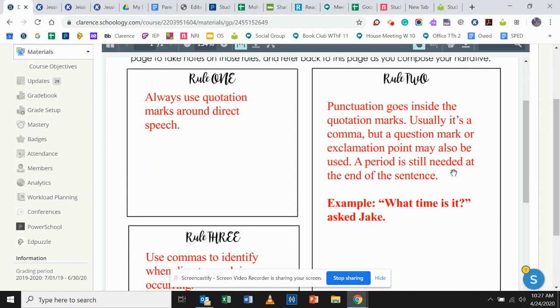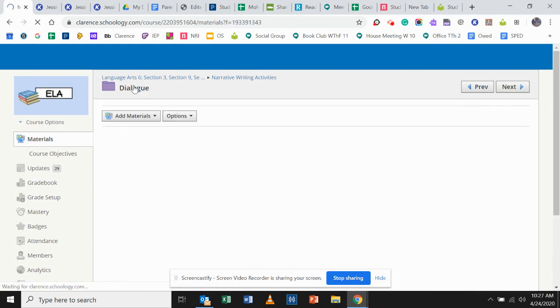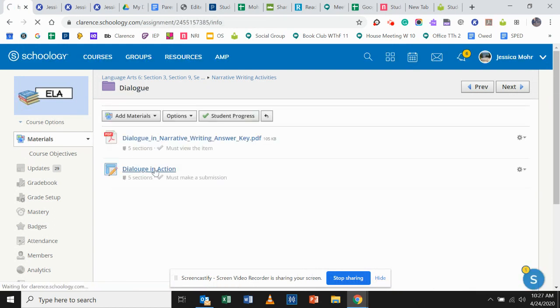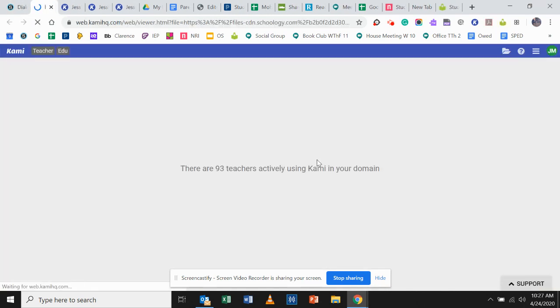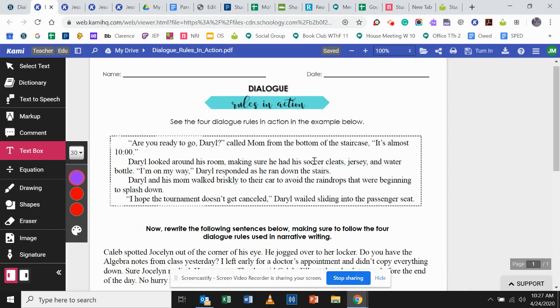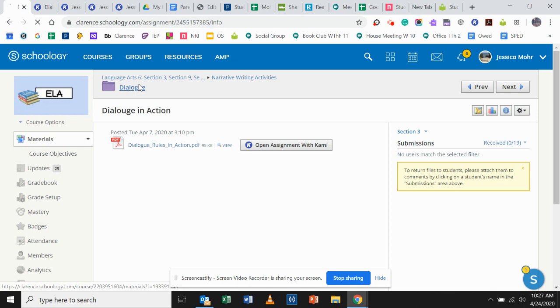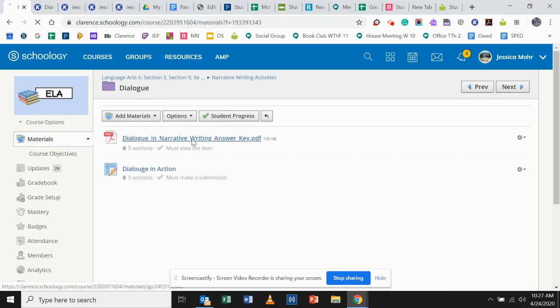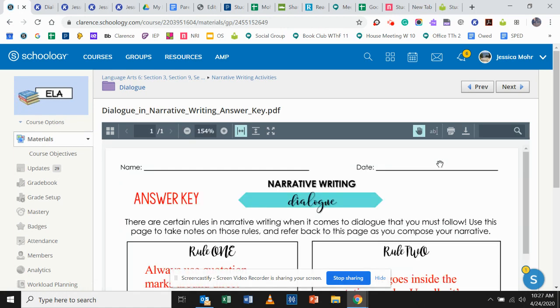So here's an answer key, rules 1, 2, and 3, and the dialogue in action. Same thing, you're going to open it with Cami. And here's some examples for you to read. So see 4 dialogue rules in action in the example below. So you can go back to the dialogue notes to understand the different forms of dialogue here.